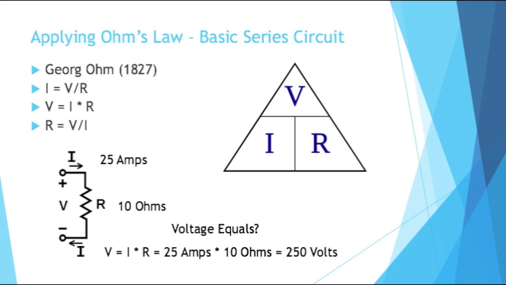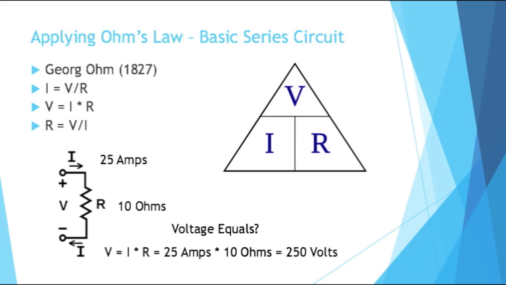Let's look at Ohm's law and apply it to a very basic series circuit. So Ohm's law was first discovered and written down by Georg Ohm, a German, in 1827. I may be butchering that first name. The basic rule is current equals voltage divided by resistance. Voltage equals current times resistance, and resistance equals voltage divided by current.